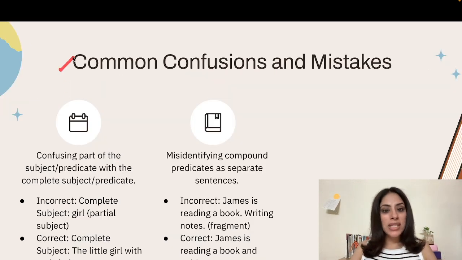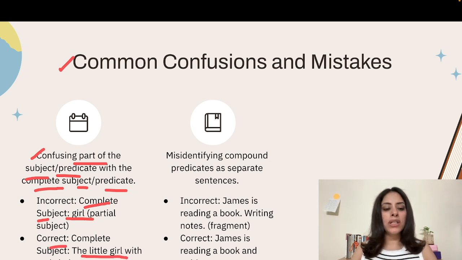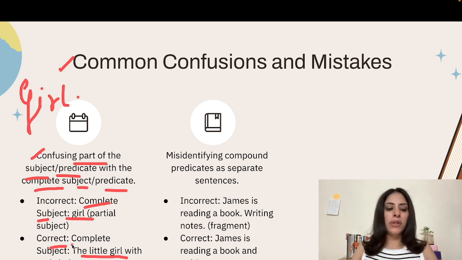Now some common mistakes or confusions which might be there. See, the first one is confusing the part of a subject or predicate with the complete subject and predicate. Now, girl is a partial subject, it's not a complete subject. The complete subject would be the little girl with curly hair. So when you just write girl, it's just a simple subject, it's not compound, not complete. But when you write the little girl with curly hair, that is a complete subject.